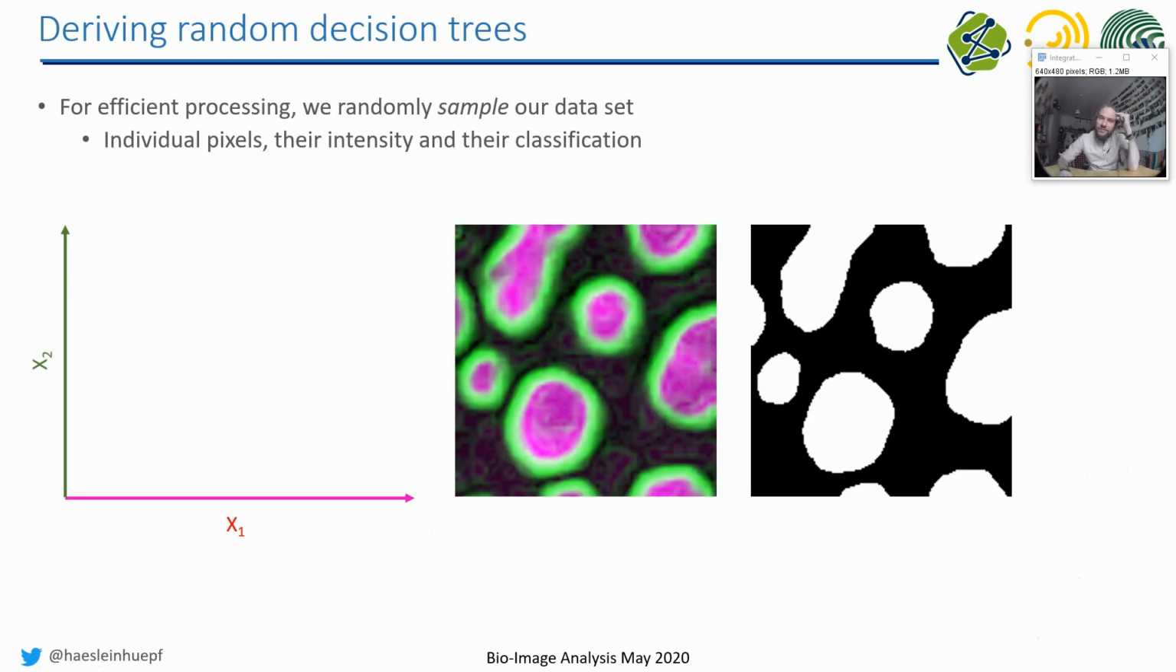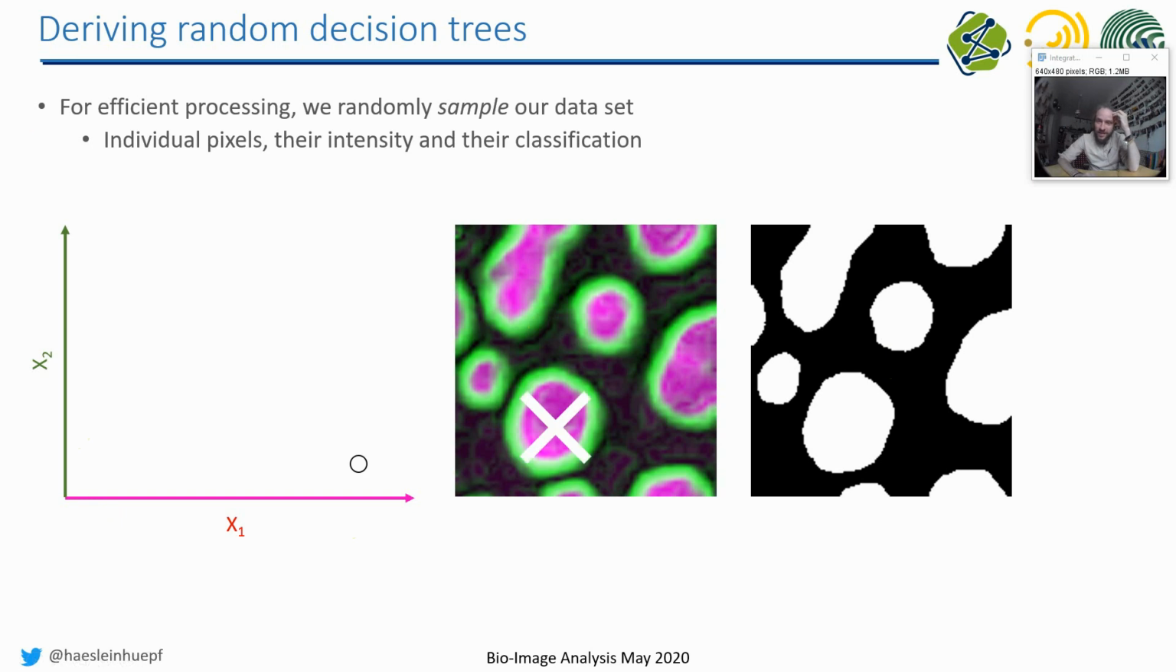And let's look into this a little bit more in detail. So we have our original image. It has two channels. It's a green channel and it's a magenta channel. And we have a binary image, our ground truth. And I will now put individual data points into this plot, which represents the intensity in the pink channel and the intensity in the green channel of this particular image.